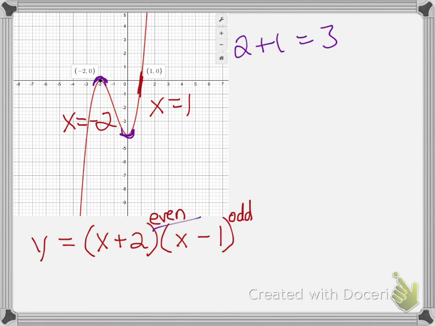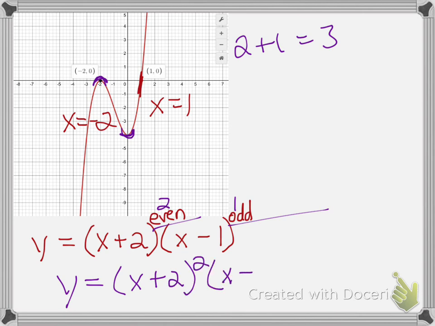So what even number plus another odd number equals 3? It's going to only have to be 2 plus 1. So my final answer will be y equals x plus 2 squared and x minus 1 to the power of 1. And that's it.